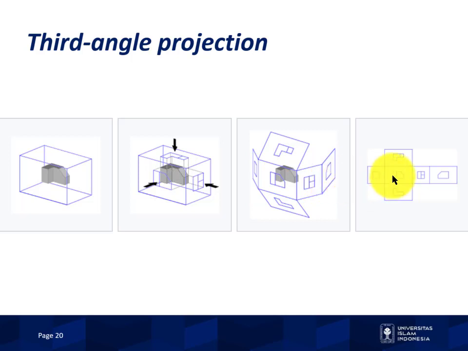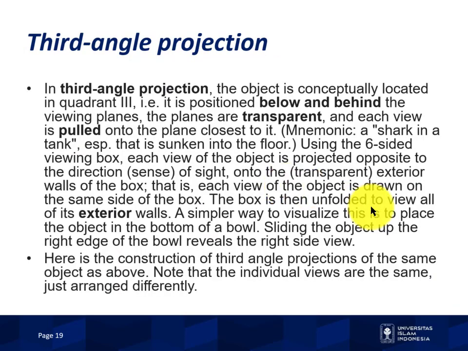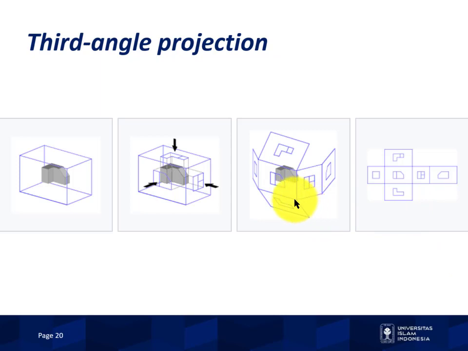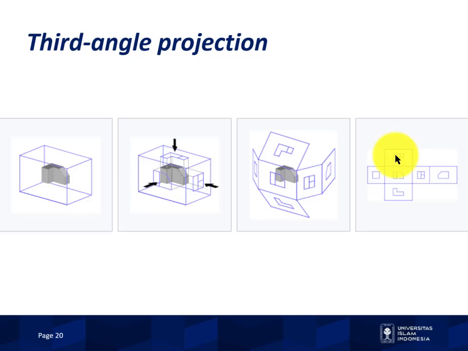I hope you can find the difference between the third angle projection and the first angle projection. Both of these images are produced from the same object. But the first angle projection results in this projection, and the third angle projection results in this projection.